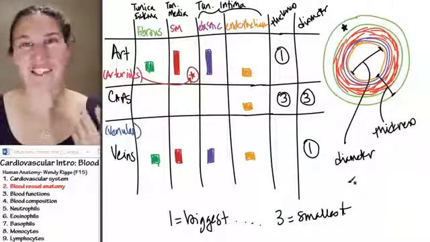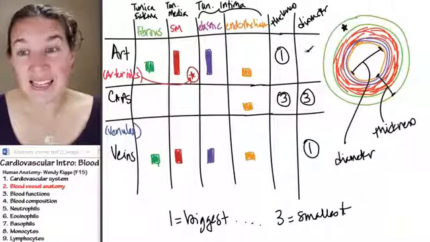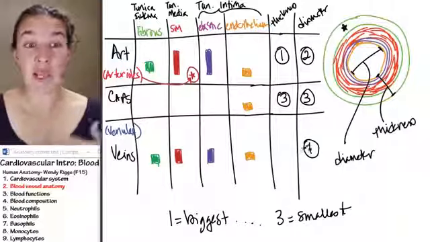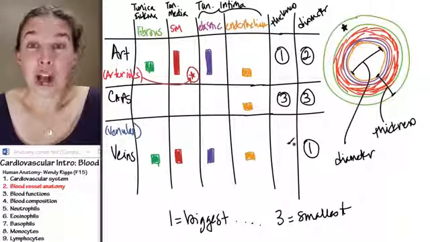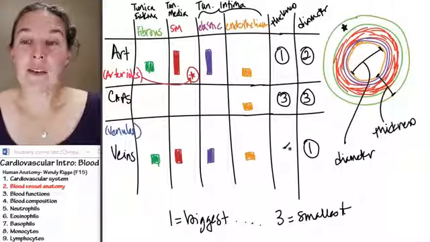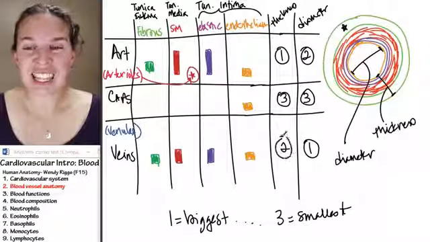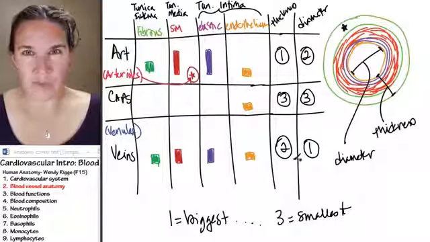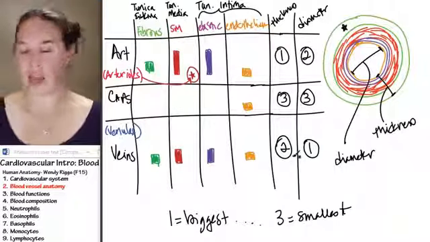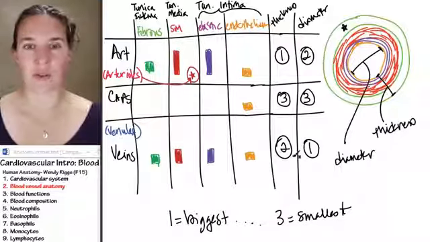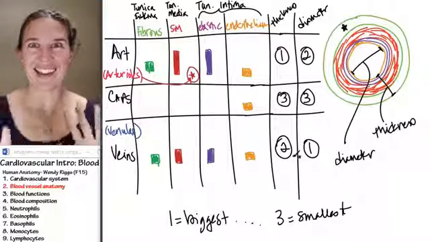Arteries have the second biggest diameter. So veins have a bigger diameter than the arteries, and we can definitely see that in our bodies. And then veins have the second thickest wall. And again, we can see that as well. These are obvious anatomical attributes of vessels. Okay, you're good.